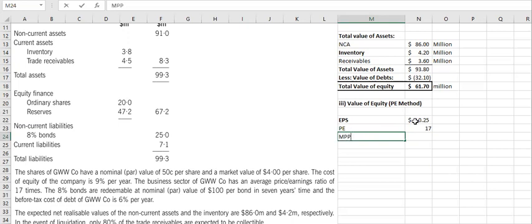So market price per share, as predicted by the price earning ratio, will be 17 times of the earning per share, because this is what the trend in the market is. So it's $4.29 per share. This is the price predicted by the PE ratio.